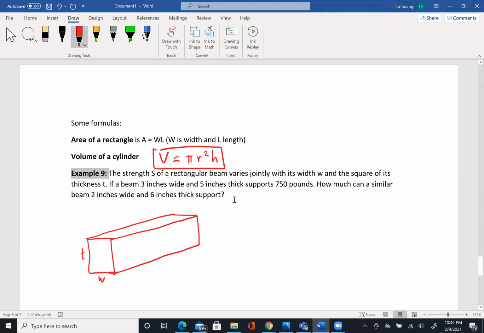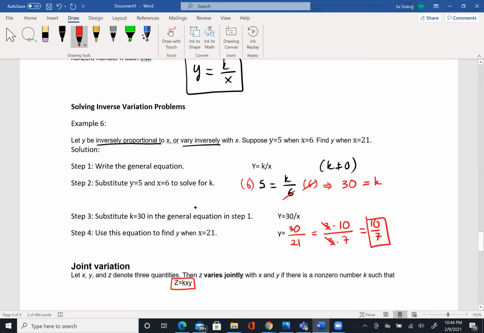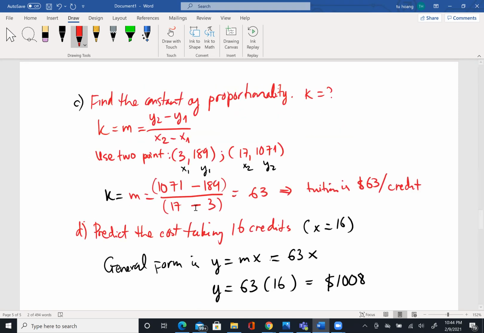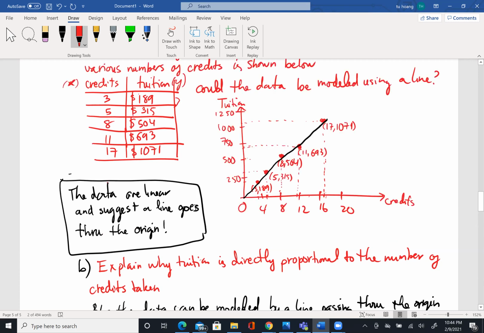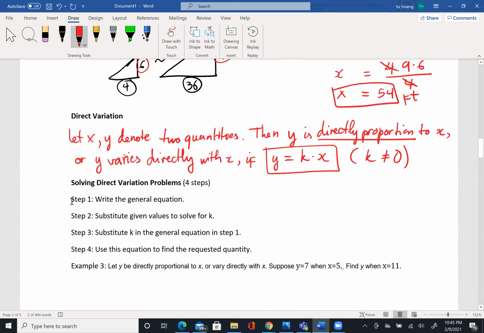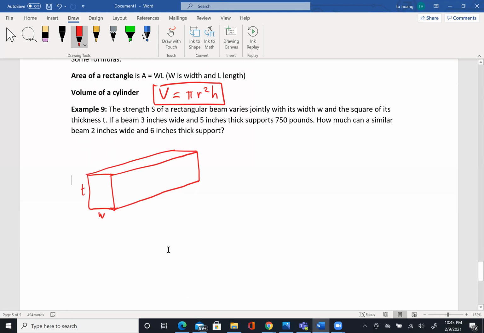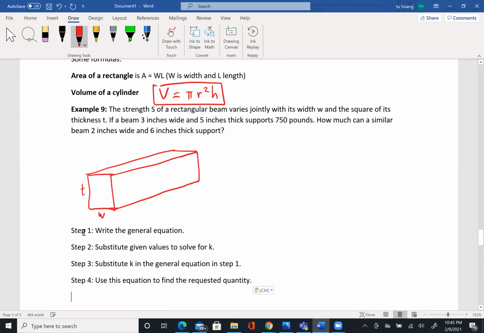So let's have the solution down here. Let me copy 4 steps. Okay, so we're gonna still have like 4 steps.